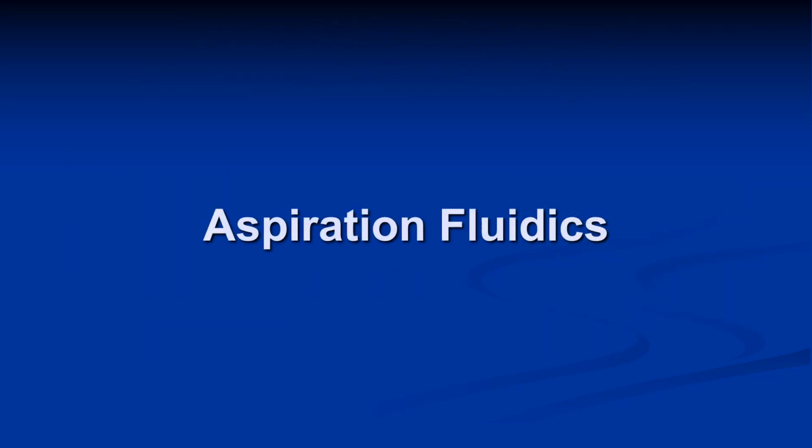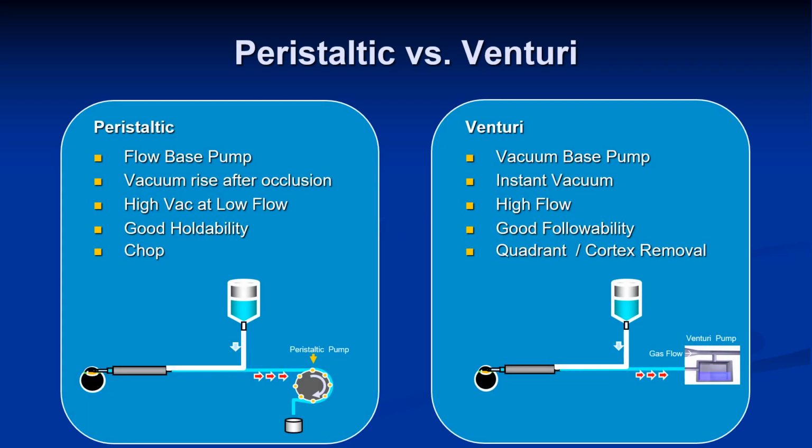Aspiration outflow is mainly created by a pump. There are two major types of pump, the peristaltic and the Venturi pump. Peristaltic is a flow-based pump; vacuum will rise after occlusion, it can create high vac at low flow, and creates good holdability that is best for chop. Venturi is a vacuum-based pump; vacuum comes instantly, creating high flow with good followability that is best for quadrant and cortex removal.